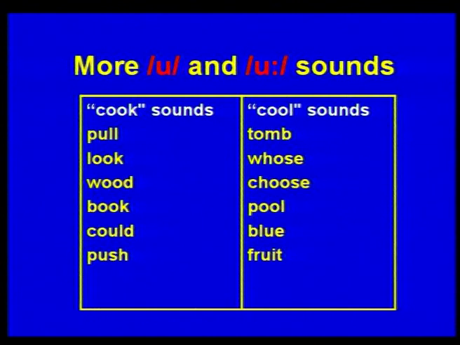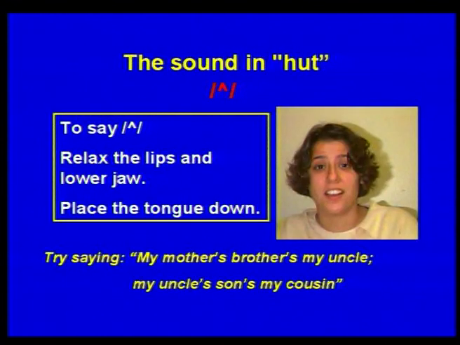Here are the examples to get these short vowels and the long vowels right. This is A. It looks like an inverted V. Relax the lips and the lower jaw and place the tongue down. My mother's brother's my uncle's son's my cousin.